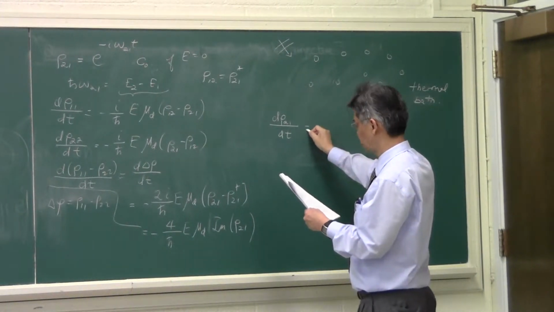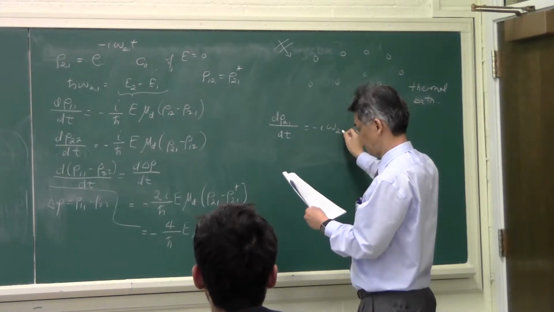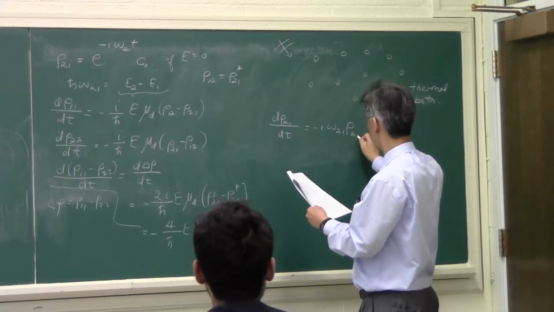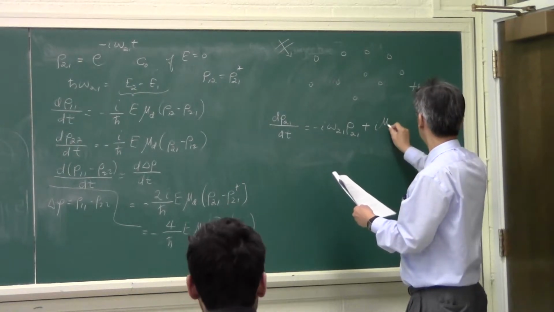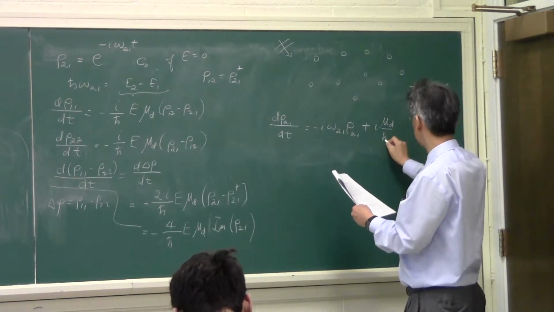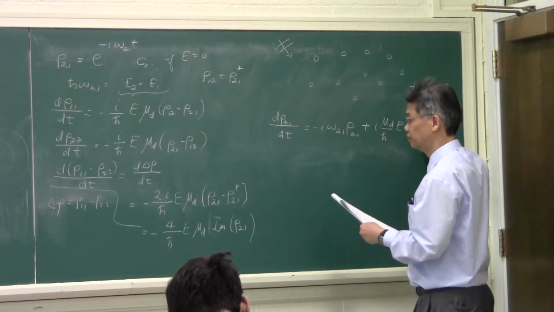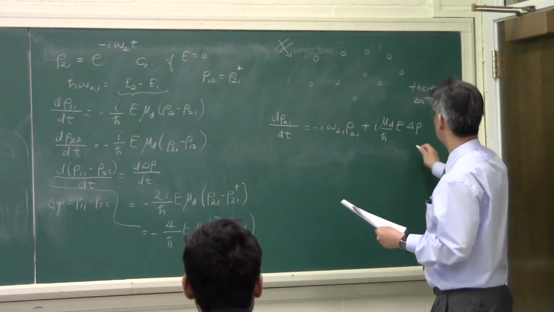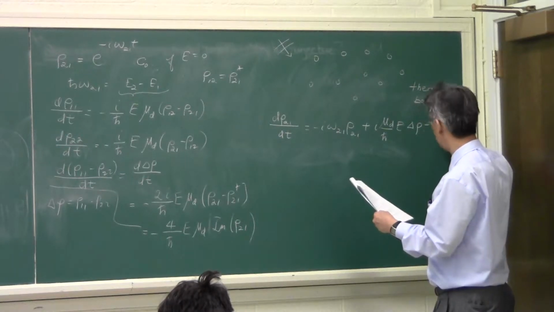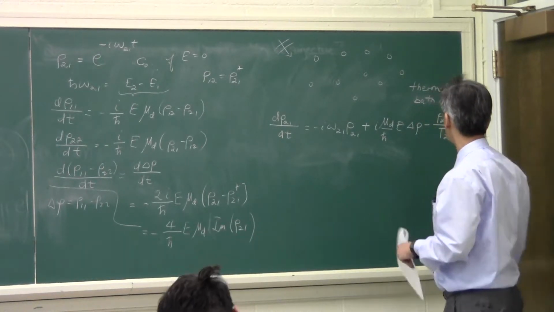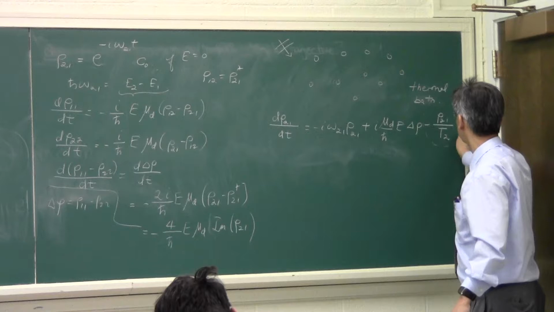Being equal to minus i omega ρ21, plus i μd over ħ E Δρ, okay, plus a term that is due to the thermal agitation. And you can look at the meaning of the last term.